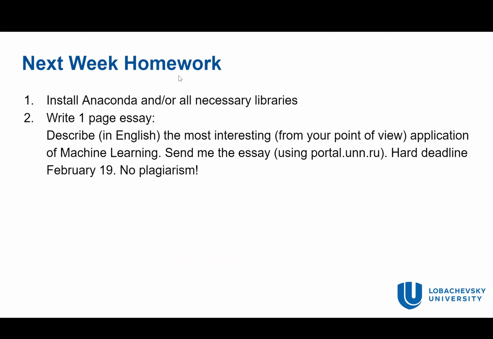The next big homework will be, as the first point here, to install Anaconda and all necessary libraries. Please install it and try to play with it. And next lecture we'll consider the Anaconda distribution more accurately, Jupyter notebook more accurately, and we'll code some machine learning algorithms.